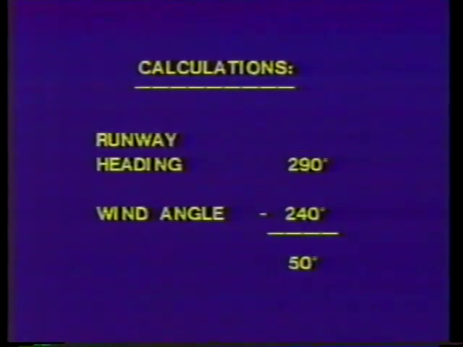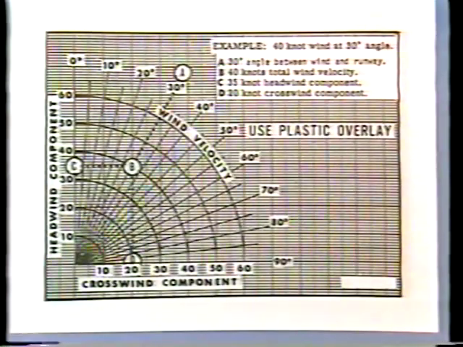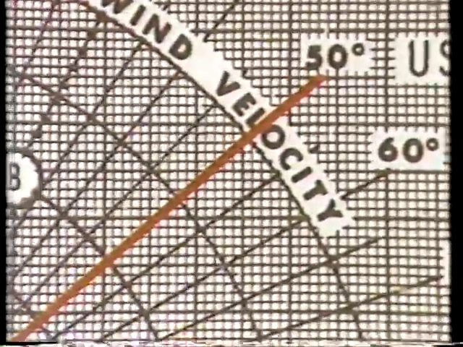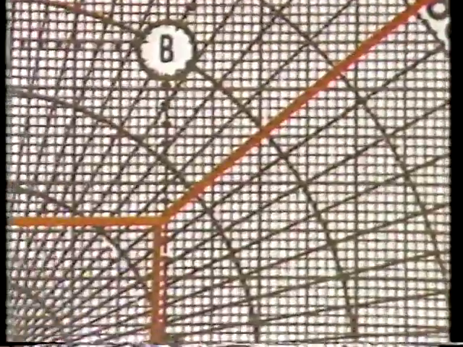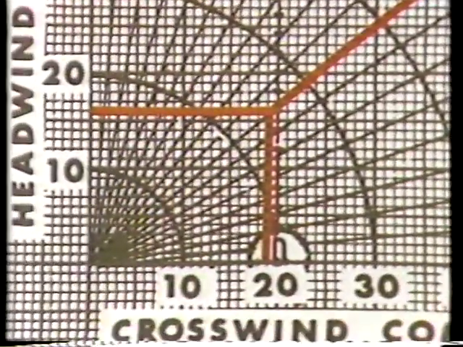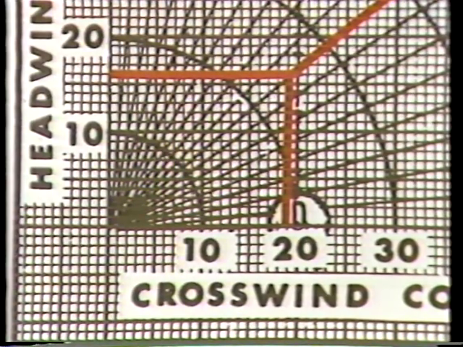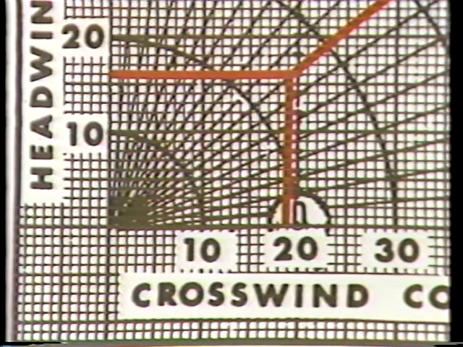Again, you must determine the angle between the wind and the runway heading. The difference between 290 degrees and 240 degrees is 50 degrees. Now enter the graph at the 50-degree line and proceed toward the center until reaching the wind velocity of 25 knots. Proceed left and read the headwind component, 16 knots. Then proceed down and read the crosswind component of 19 knots.